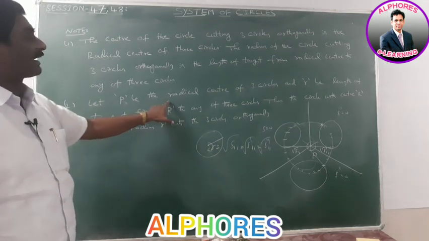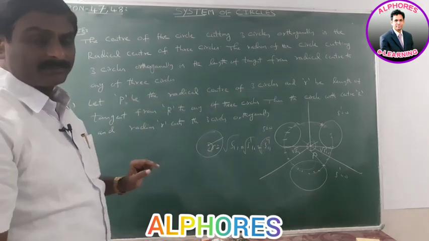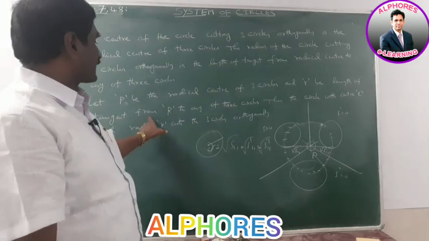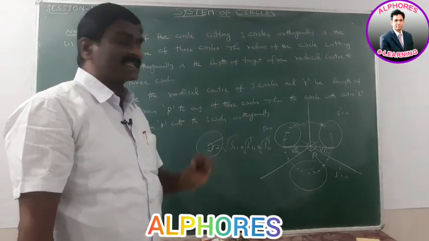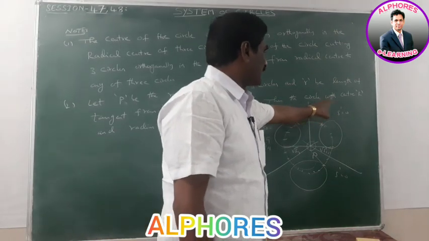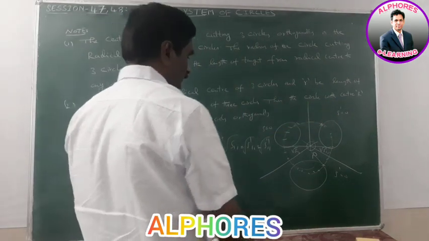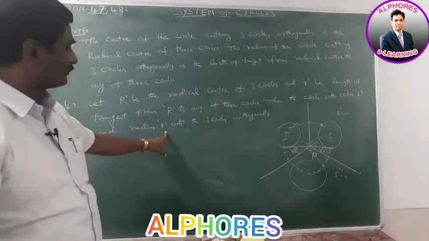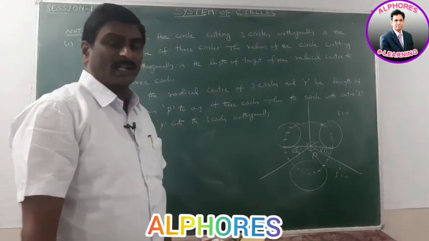Next, the second one. Let P be the radical center of three circles and R be the length of the tangent from P to any of the three circles. Then the circle with center P and radius R cuts the three circles orthogonally.